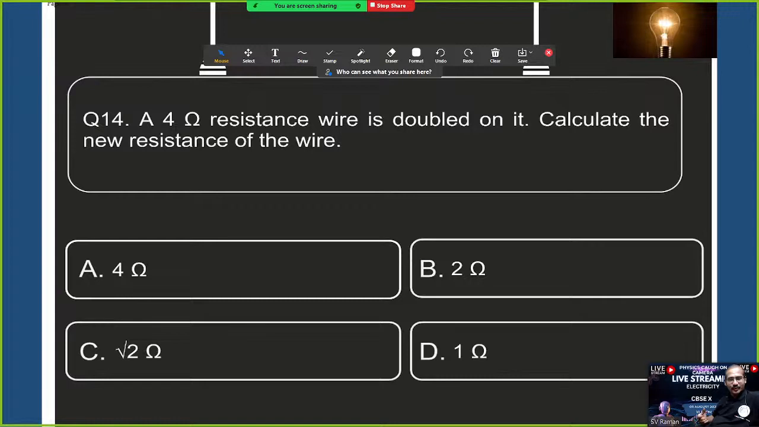Option A, 4 ohms. Option B, 2 ohms. Option C, square root 2 ohm. Option D, 1 ohm. What will you choose? Any other option other than these A, B, C, D? Did you get any other value?